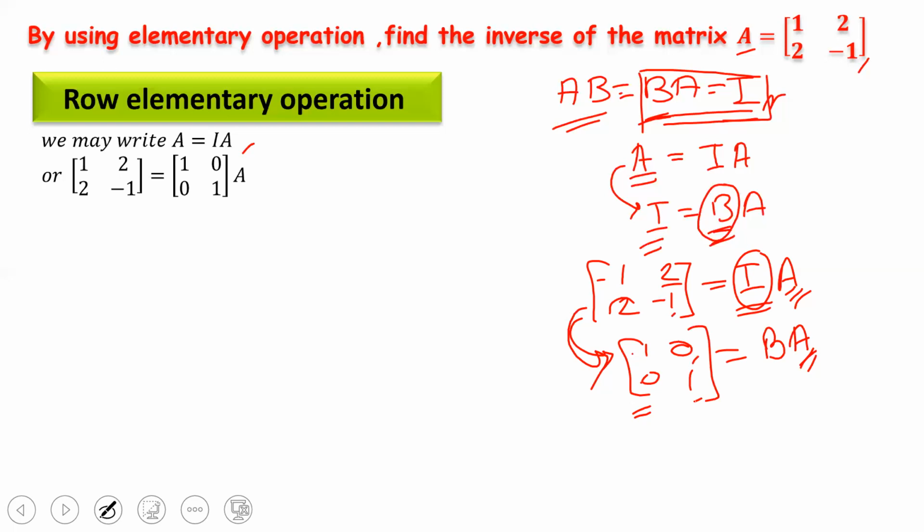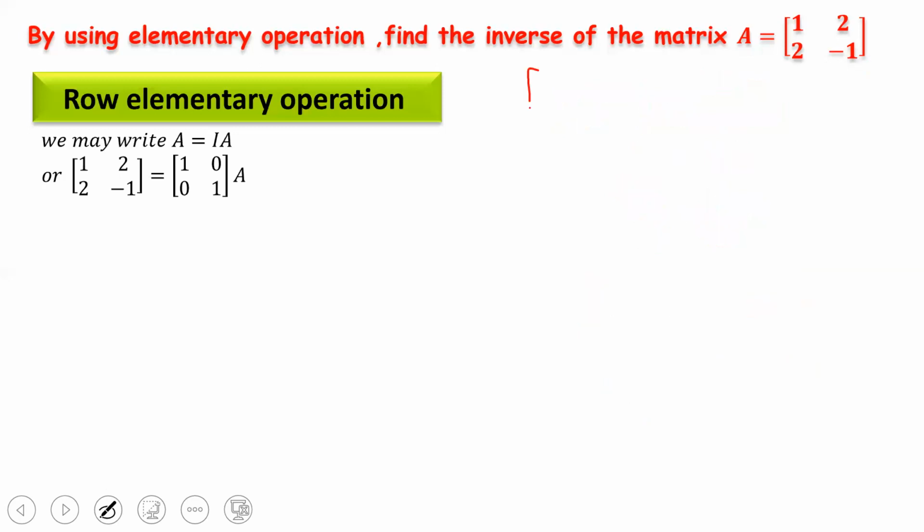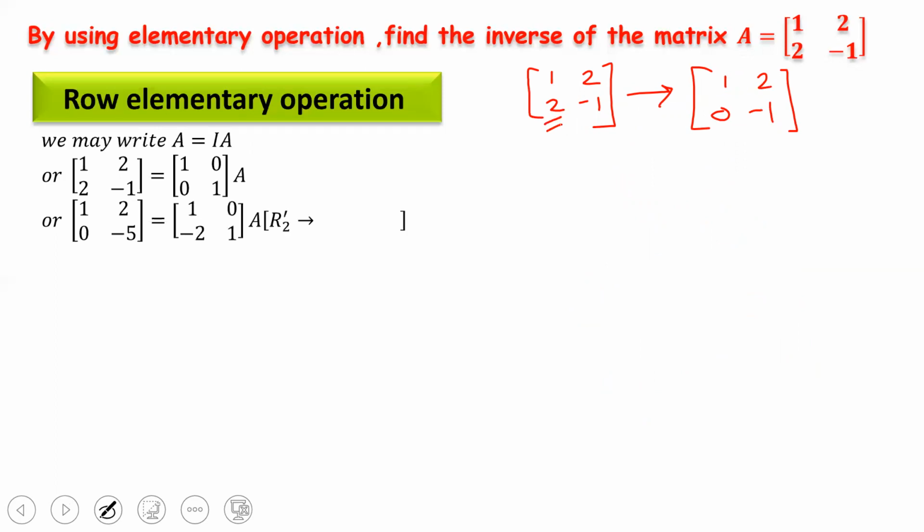So my first work is this matrix. We have 1 2 2 minus 1. First we will make this 1 2 0 minus 1. So for making this element 0, what do I have to do? 2 minus 2. If we put 2 minus 2, that will be 0. So 2 minus 2 means, if we write this operation, R2 is replaced by R2 minus 2R1.